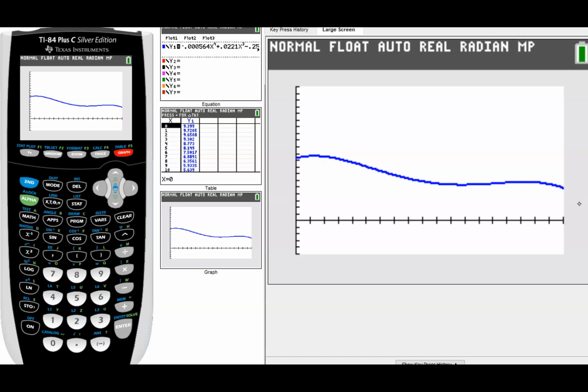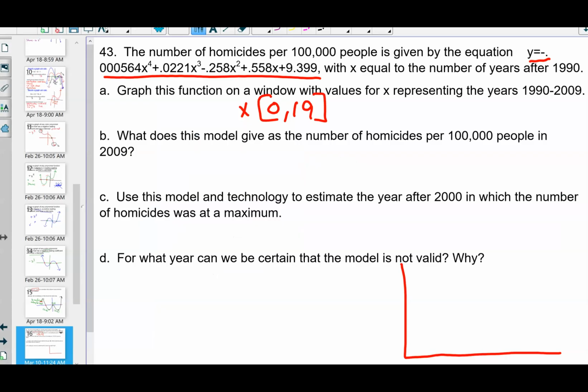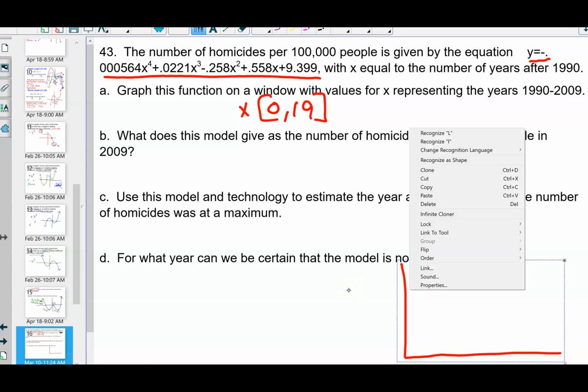What does this model give you as the number of homicides per 100,000? I'm doing the B part of this. So let's just get this in here.